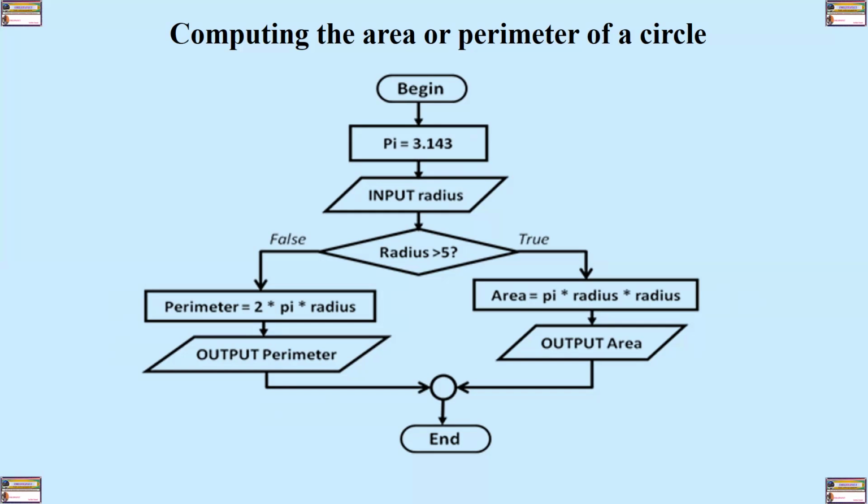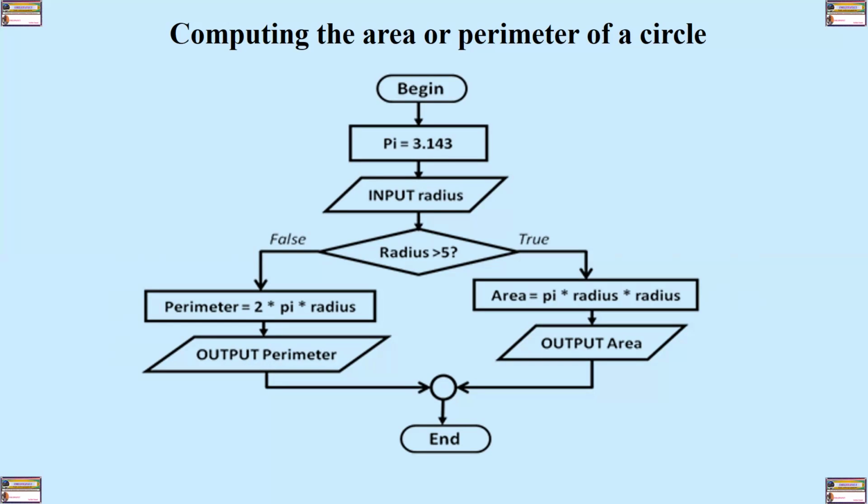But if the condition evaluates to false, that is, if the value of memory location called radius is not more than 5, so it is less than 5 or equal to 5, the false pathway will be followed. So the compiler will proceed, pick the value of memory location called radius, multiply by the value in memory location called pi, multiplied by 2, because that's computing perimeter, and store the result in memory location that has been set aside called perimeter. Then pick the content of memory location called perimeter and display the results on the screen and end the program.